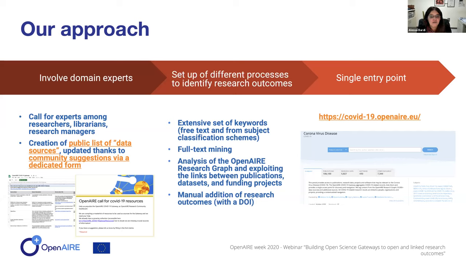Then we set up different processes to identify the research outcomes related to coronavirus. We have a set of keywords, both free text keywords and keywords from standard classification schemes. We created a full text mining algorithm and we analyze the OpenAIRE Research Graph and exploit the existing relationships between publications, datasets and funding projects in order to understand which are the products that talk, let's say, about the coronavirus. And then, of course, we have the manual addition of research outcomes thanks to the link functionality.